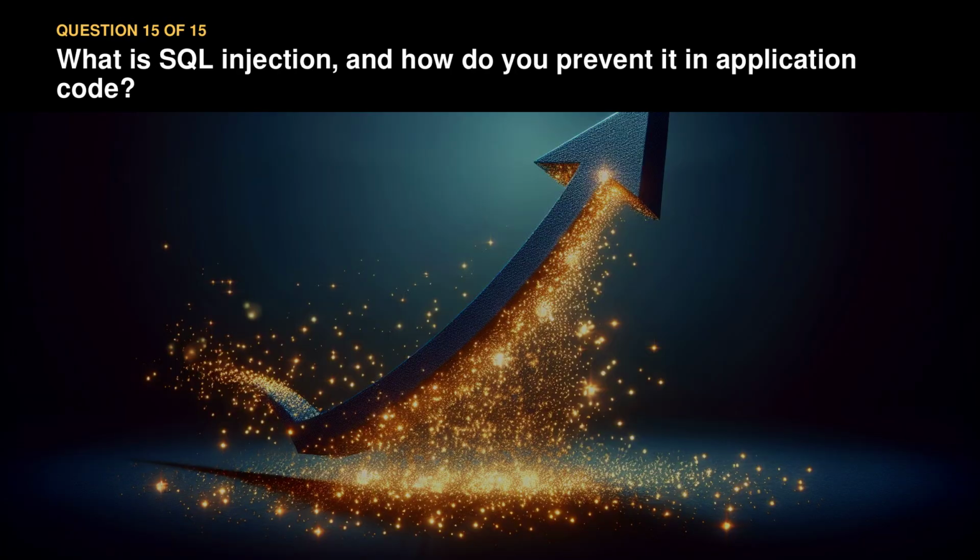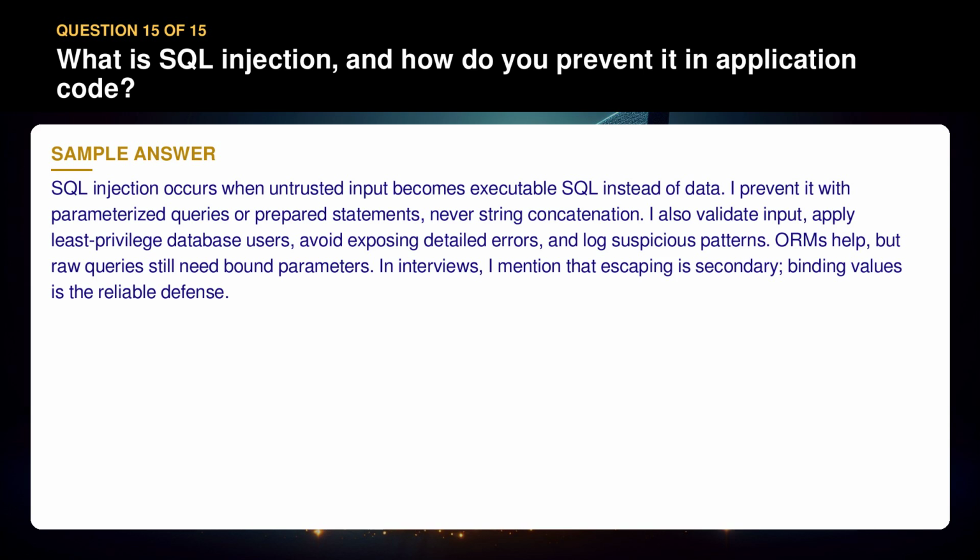Question 15. What is SQL injection, and how do you prevent it in application code? SQL injection occurs when untrusted input becomes executable SQL instead of data. I prevent it with parameterized queries or prepared statements, never string concatenation. I also validate input, apply least privileged database users, avoid exposing detailed errors, and log suspicious patterns.